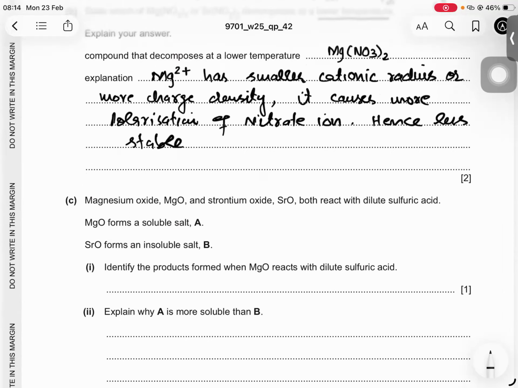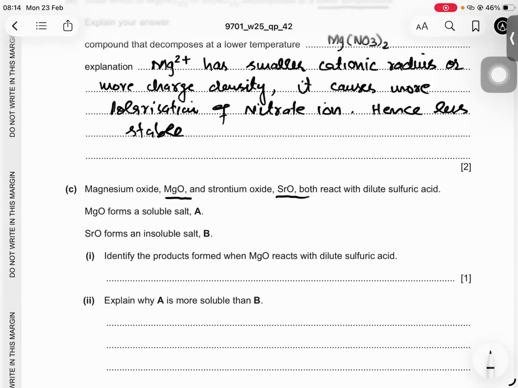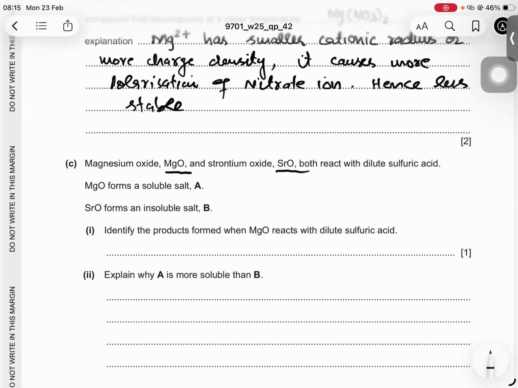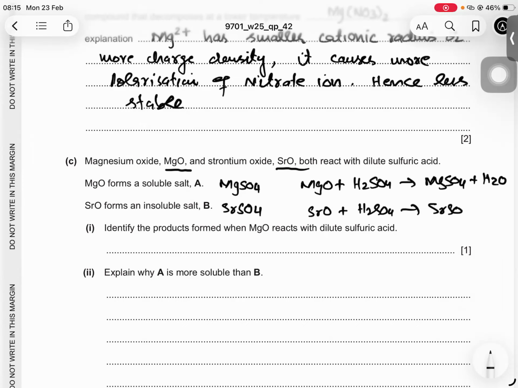Magnesium oxide and strontium oxide both react with dilute sulfuric acid. Both are basic oxides. When they react with acid, they form salt and water. Magnesium oxide forms a soluble salt, magnesium sulfate, and strontium oxide forms an insoluble salt, strontium sulfate. So MgO forms MgSO4 plus H2O, and similarly strontium oxide forms strontium sulfate plus H2O.